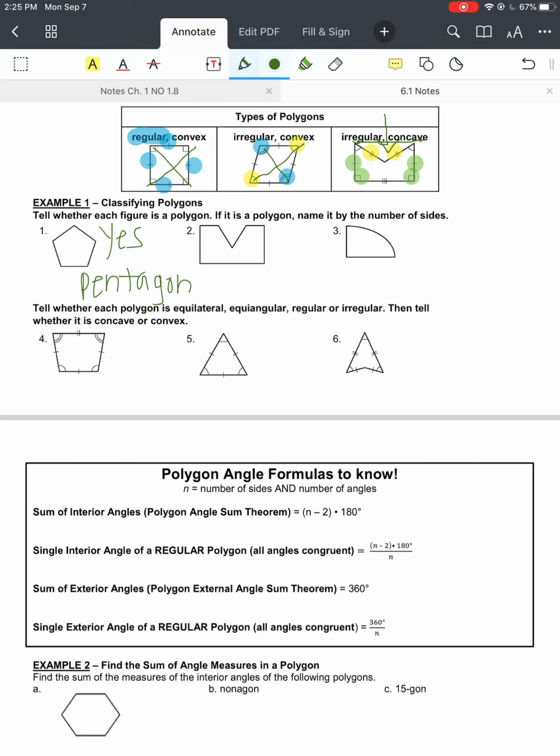Number 2, is this a polygon? Again, I see a bunch of line segments intersecting at vertices. Yes, it's caving in right here, but that doesn't affect it being a polygon. It's just not a convex polygon. It's concave, but it's still a polygon, so yes. And I counted the number of sides, and I see that there's 7 sides. 7 sides makes it a heptagon.